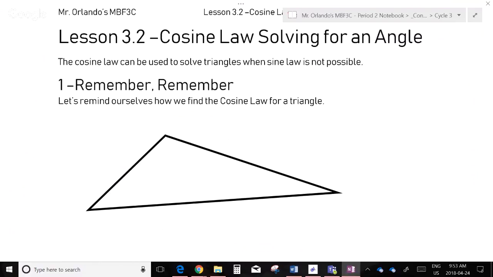Okay, so I want you to take this triangle here, call the top angle A, call the left side angle B, and call the one on the right angle C.